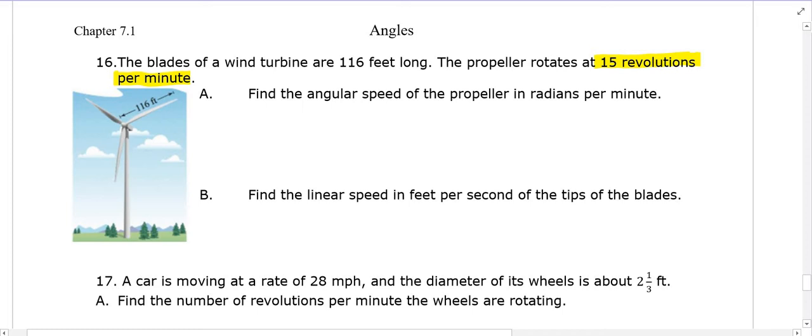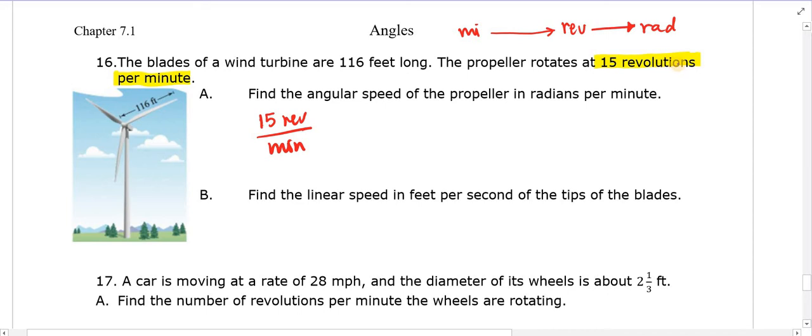So here is a fact. It's easier to convert revolutions to radians than to convert miles into radians. So if you want to convert miles or inches or feet, you first have to do some conversions to turn it into revolutions, and then from revolutions you turn it into radians. We already have the speed in revolutions per minute, so we have 15 revolutions per minute. Now the question is, how do I convert revolutions into radians?